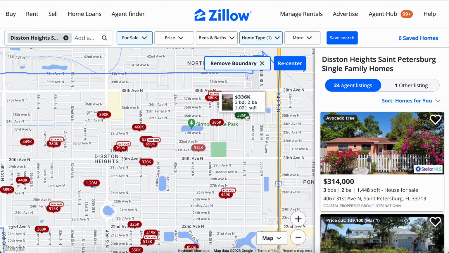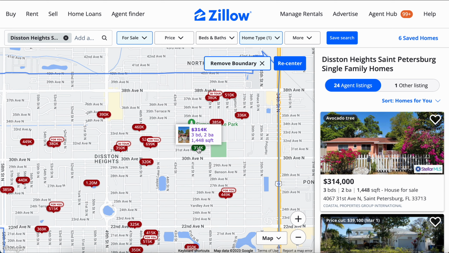That's good, because we have some other ones here. There's 1,000 square feet for 336, 1,100 square feet for 380, 1,100 square feet for 385, and then look what we have here, 1,448 square feet for 315. So right there, that's something for me to look at.